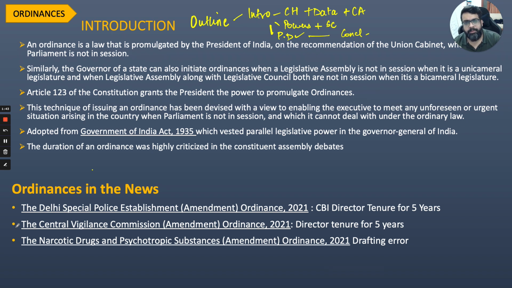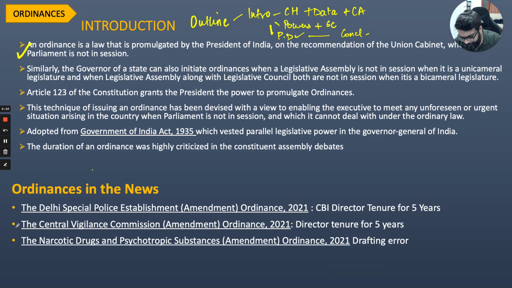The powers of the President and the powers of the Governor with respect to ordinances are fairly similar. The President gets the powers under Article 123 and the Governor gets the powers under Article 213. So it's basically a law which is temporary in nature, which is promulgated by the President on the recommendation of the Union Cabinet when either of the houses of Parliament is not in session.